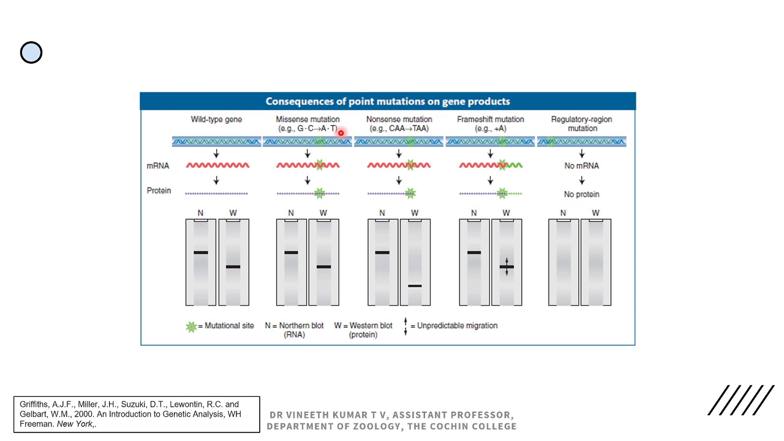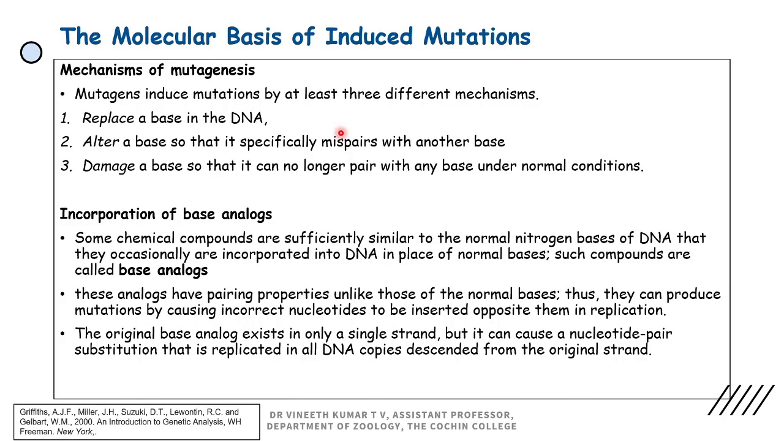With this, we come to the end of our discussion of different types of gene mutations. In gene mutations, we discussed base substitution, the four different types of base substitution, then base insertion and base deletion, which are also called indels or frame shift mutations. In the next session, we'll be discussing the molecular basis of induced mutation, which is induced by chemicals, by radiations, etc. That we'll discuss in the next session.